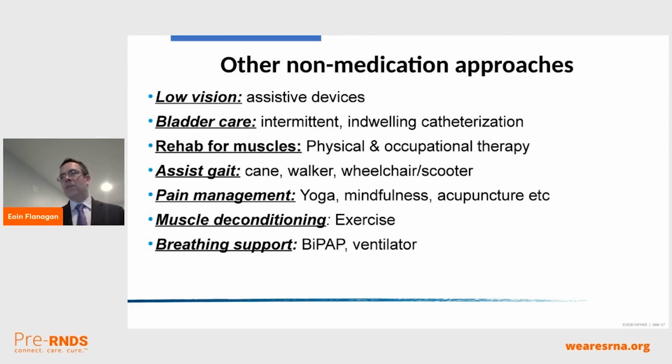And in some patients, very severe involvement in the upper spinal cord can affect their breathing, and sometimes we'll have to temporarily give them breathing help with machines like a BiPAP or a ventilator machine temporarily while we treat their attack.